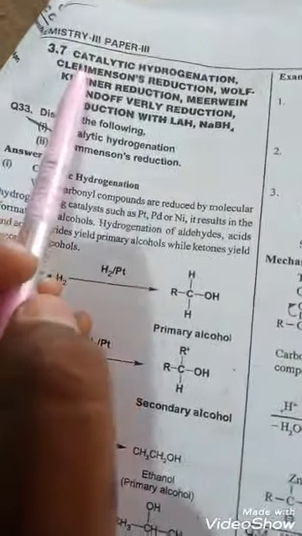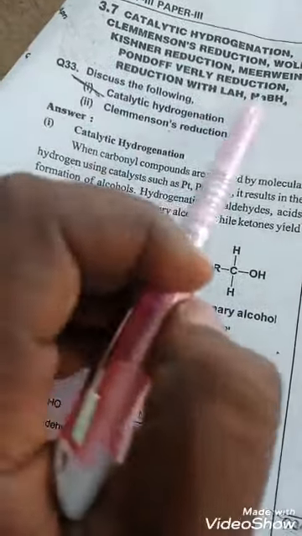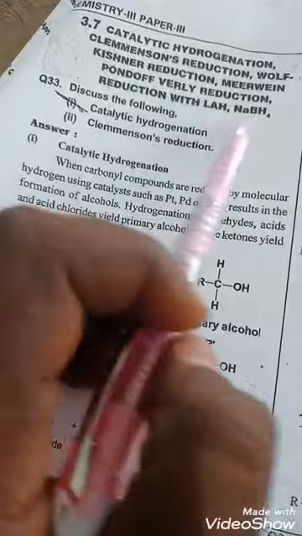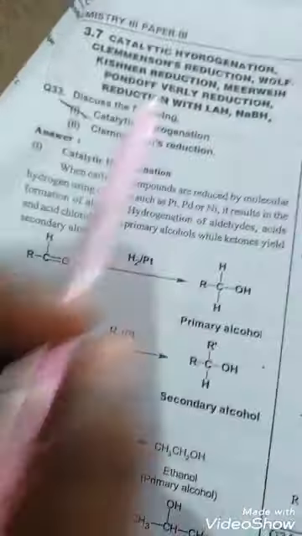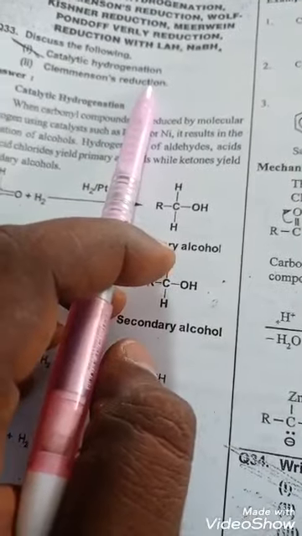Good morning, students. Today we are discussing catalytic hydrogenation, Clemmensen reduction, Wolff-Kishner reduction, and Meerwein-Ponndorf-Verley reduction, along with LAH and NaBH4. So, first one, catalytic hydrogenation.